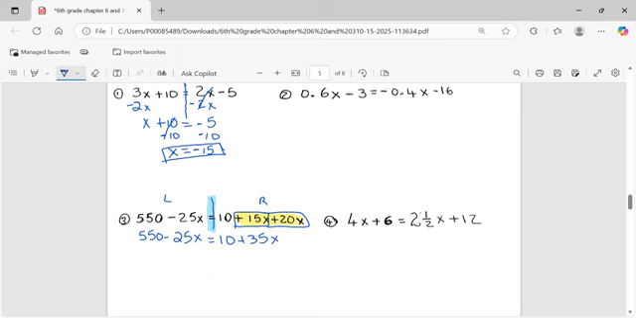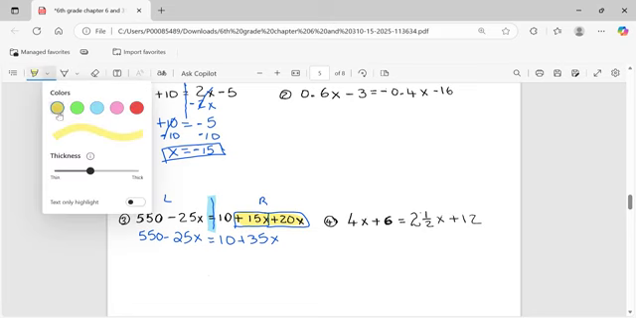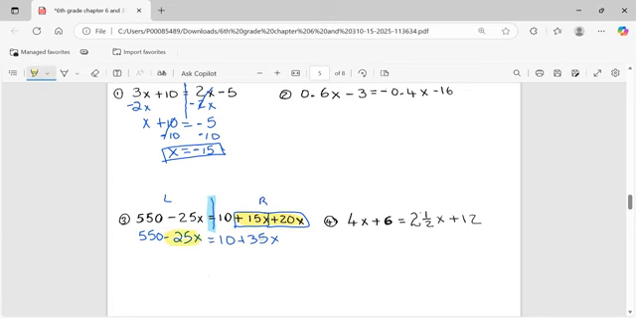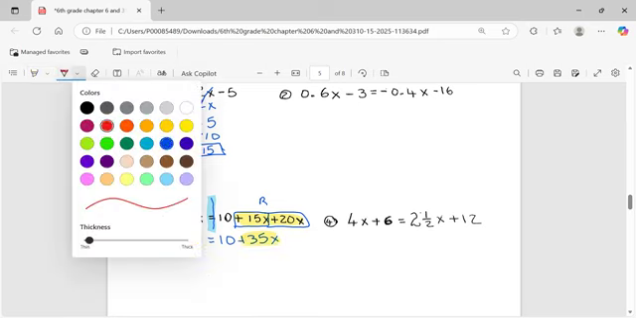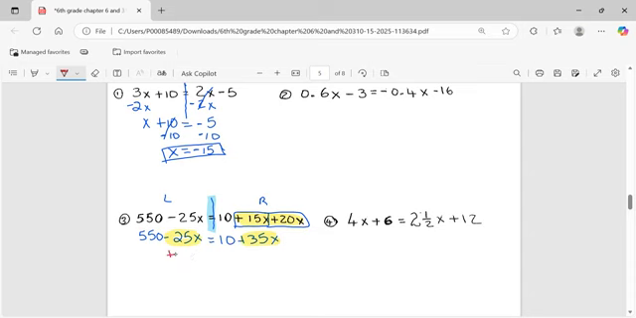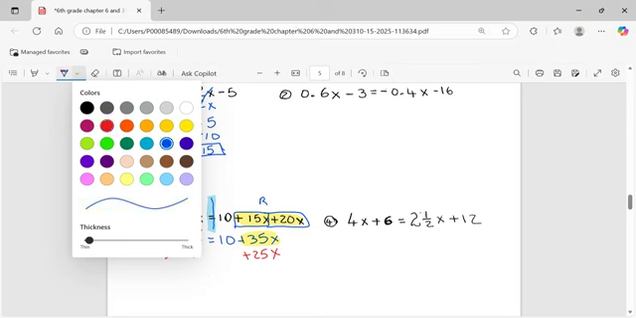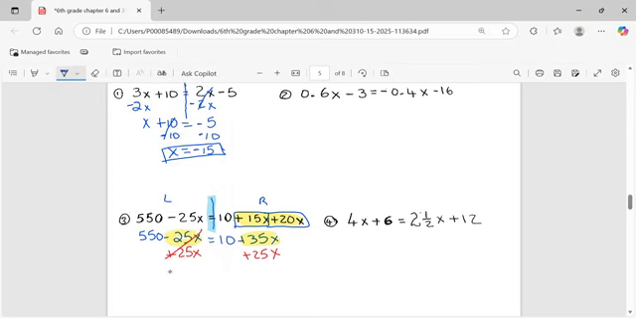So now again, it's the same matter of getting those x's together. I am going to be getting the negative 25 and the 35, but they're on opposite sides of the equal sign. The only way to do that is to use inverse operation. So I'm going to add 25x to both sides. That's what cancels it out on the left. And now I have 550 is equal to 10 plus 60x.